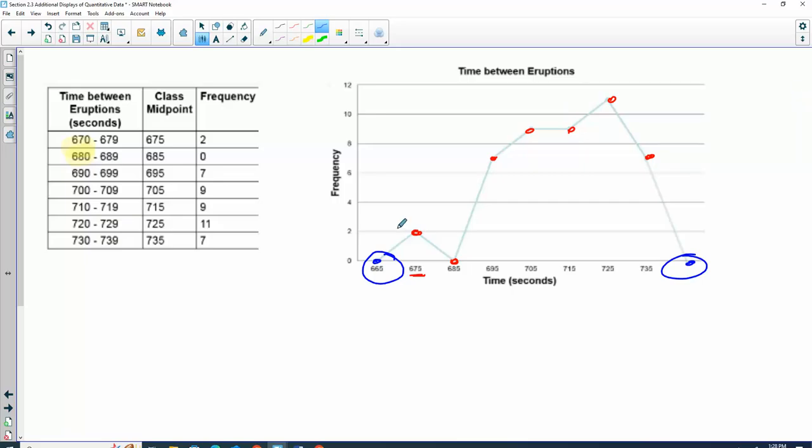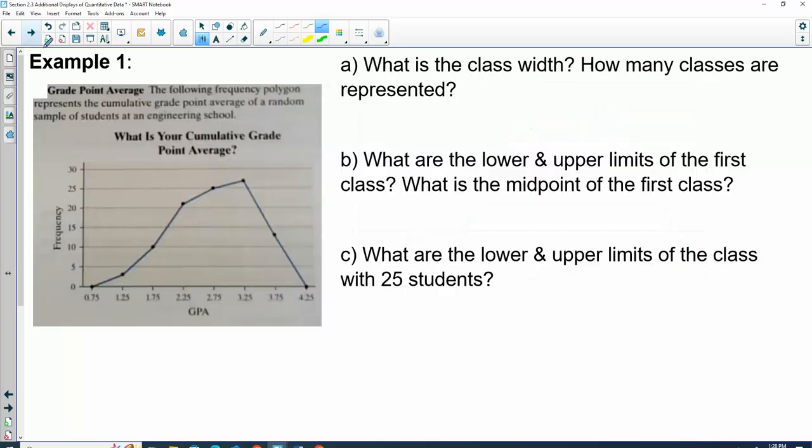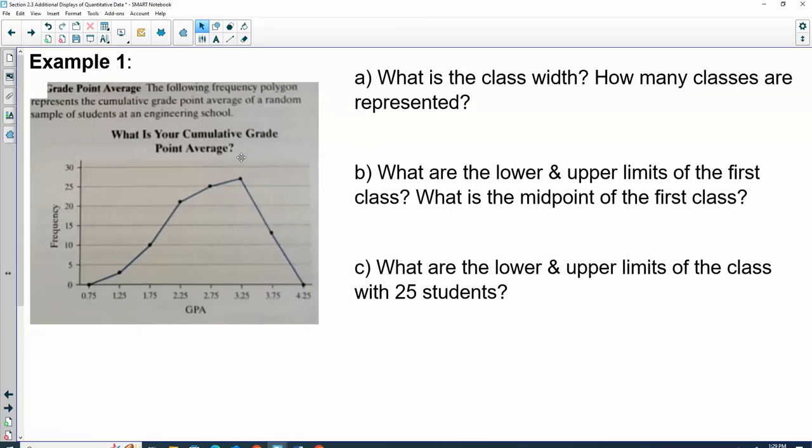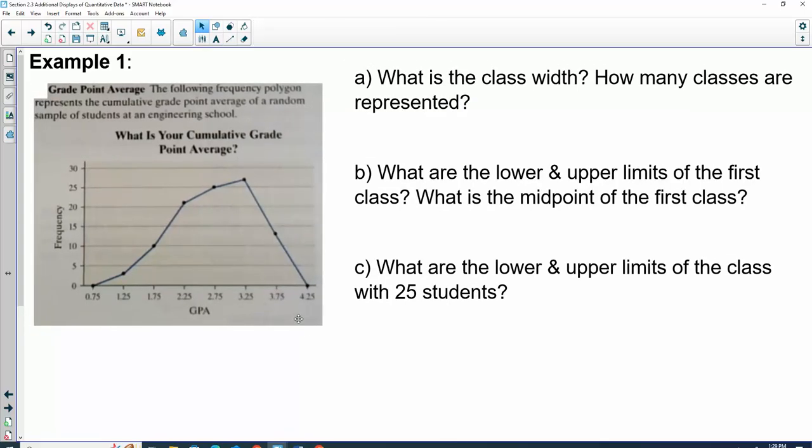So I wanted to look at one of these and try to answer some questions about it. See, last year we had to make those, but now they just want you to understand them. So good for us, we don't have to make them.